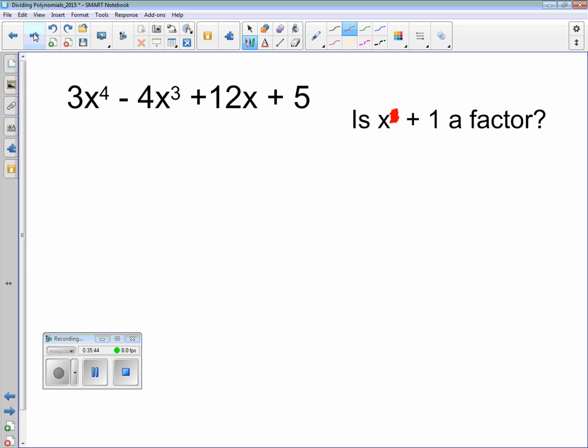I know your question. Two of you have already noticed it's missing something. What happens between here and here? We're missing the what term? X squared. We have to fill it in. In order to divide it out, it has to be that way.